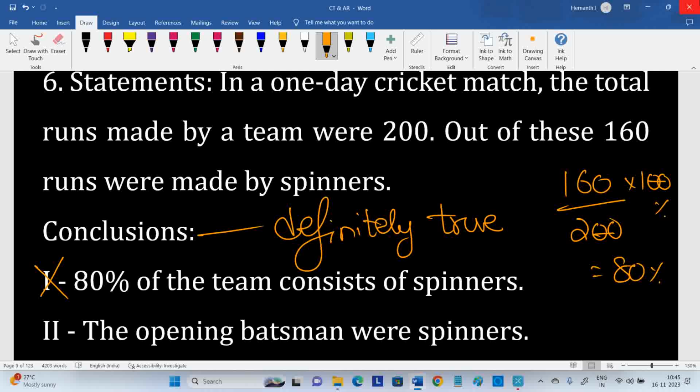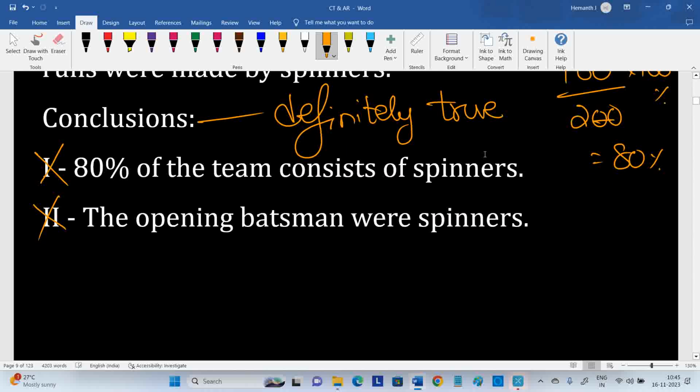Doubt cases do not come under conclusion. So the second one is also wrong. So the answer is neither one nor two. Why is the second one wrong?